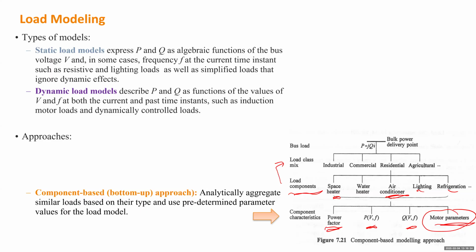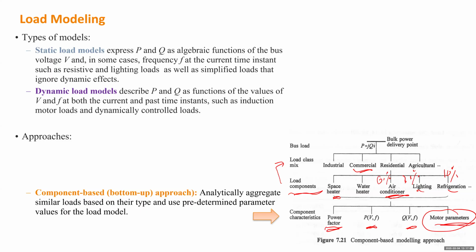For instance, if I'm talking about a commercial load, the air conditioner may take, I'm just roughly putting numbers, 60%, lighting could be 30%, and refrigerators could be 10%. I'm just using this one example. But when you move to a different class, like industrial load or agricultural load, those percentage numbers will change, but those components will be the same. We can use the same set of components. Finally, we can go to the bus load.